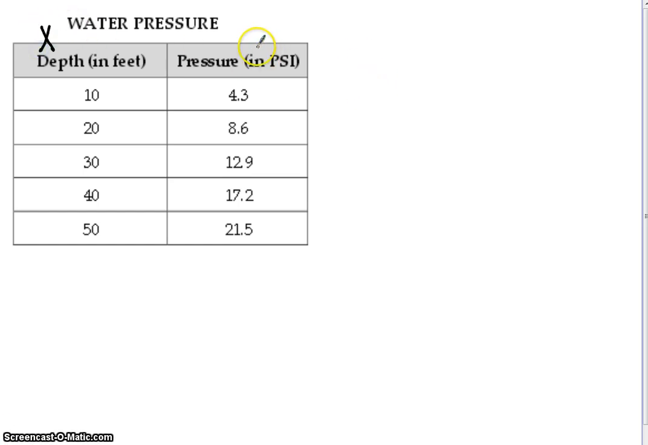This is your x, your depth. Your y is going to be your pressure. Anytime they give you a table, the left is x, the y is on the right. So you don't have to make a table, but to graph it, you would go over 10 and up 4.3, over 20 and up 8.6, over 30 and up 12.9, over 40 and up 17.2.